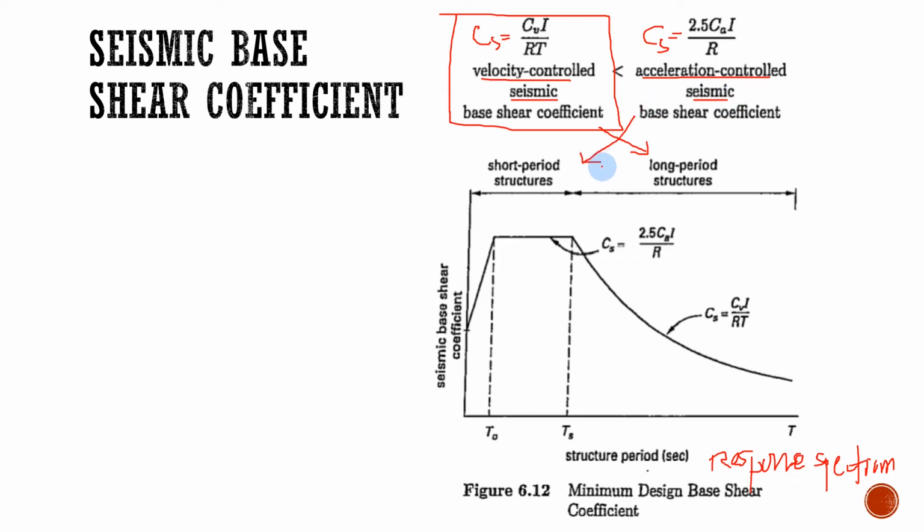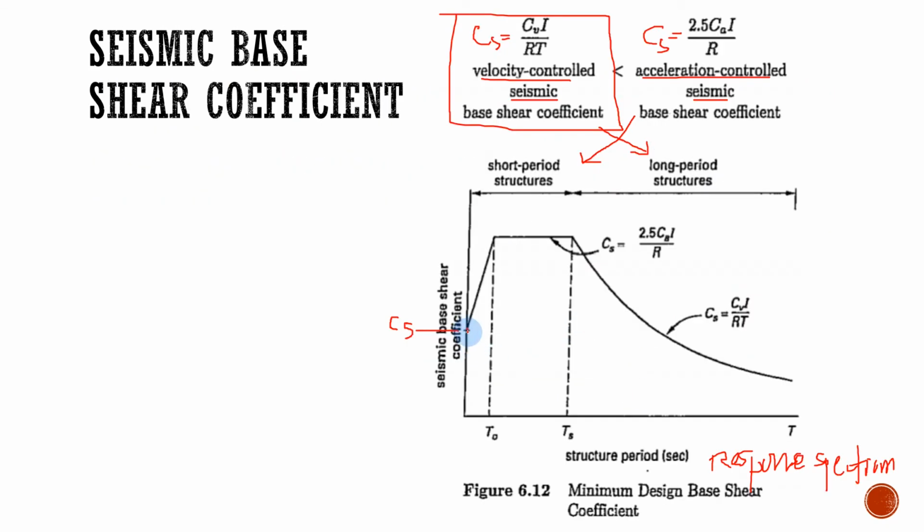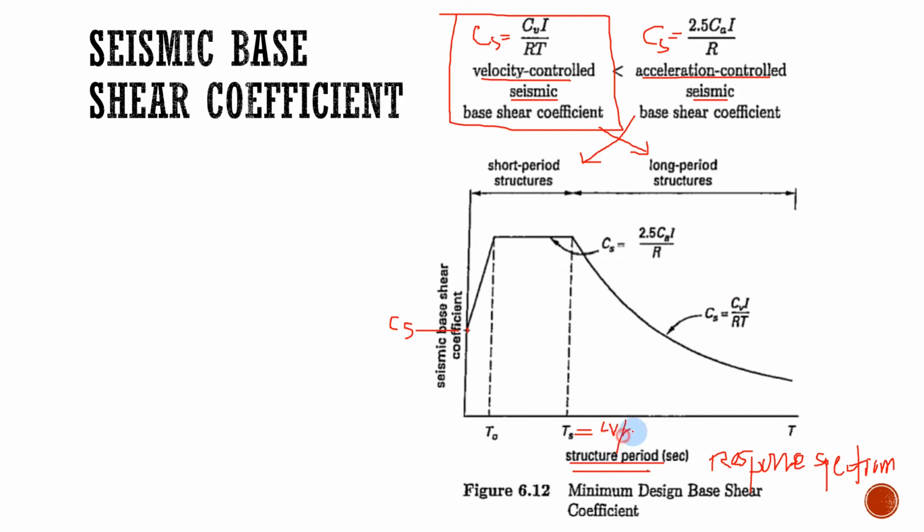period structures. So makita na ninyo ito sa graph. This will be the value of CS if time is 0. Ang horizontal axis is the seismic period, then ang vertical is the seismic base shear coefficient. So monitor ang TS. TS is CV over 2.5 of CA. Okay, so we have this T0. I think T0 is 20% of TS or 0.2 of TS. So from 0, then you have this value here for CS.